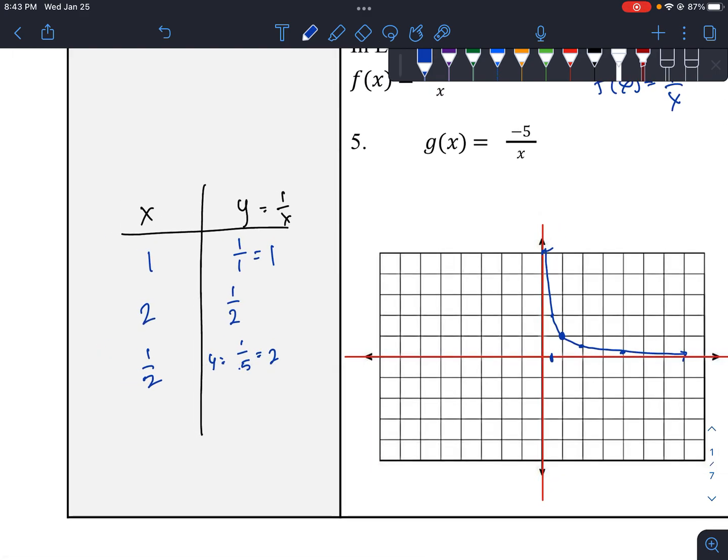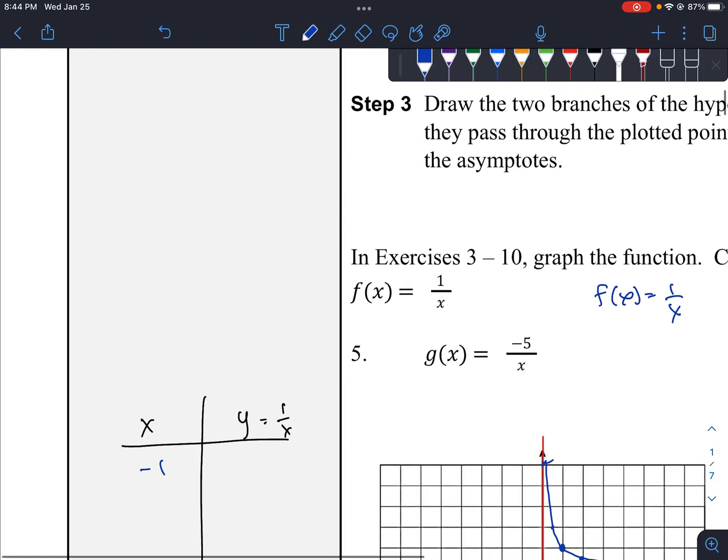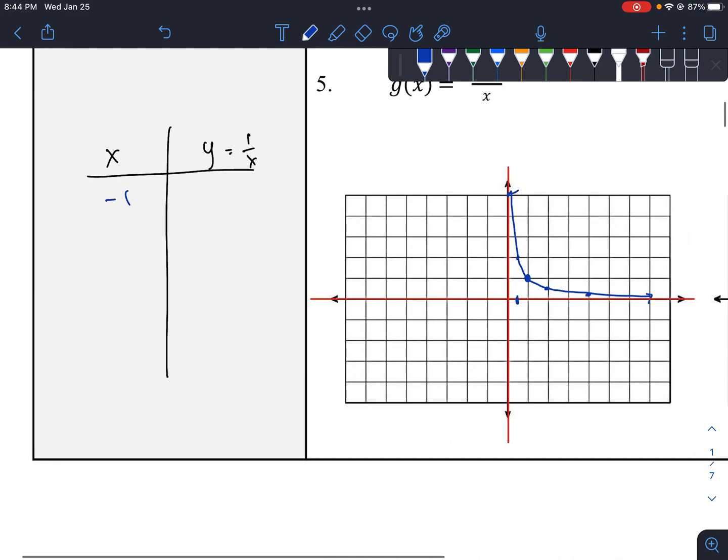Okay, but remember that there's a second branch as well. So the second branch comes from plugging in the negative numbers. So let's say x is equal to -1. Well, we'd get 1 over -1, which would be -1. So I get a point here.